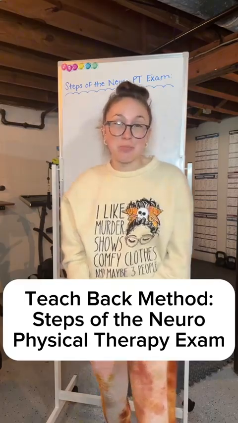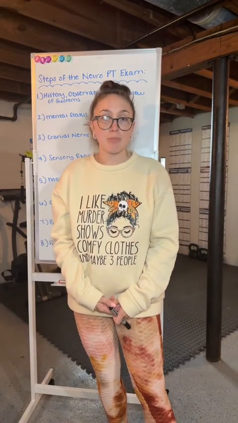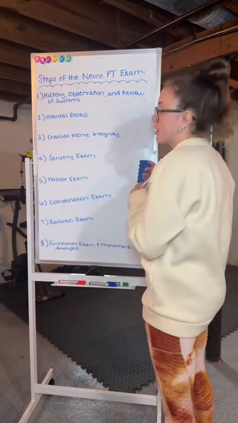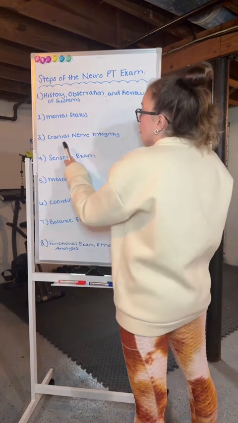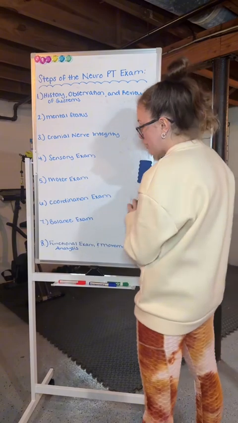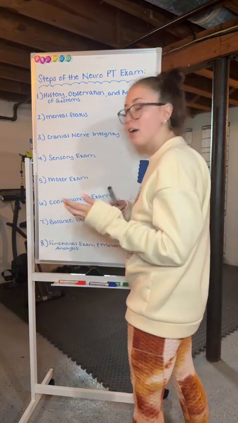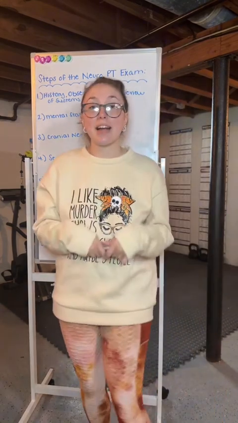Let's break it down. There are 8 sections of the neurologic PT exam. We're going to break it down section by section, but overall, the first one is history, observation, and review of systems. The second is mental status. The third is cranial nerve integrity, sensory exam, motor exam, coordination exam, balance exam, and lastly, we need to do a functional exam and movement analysis. Now we're going to break everything down.